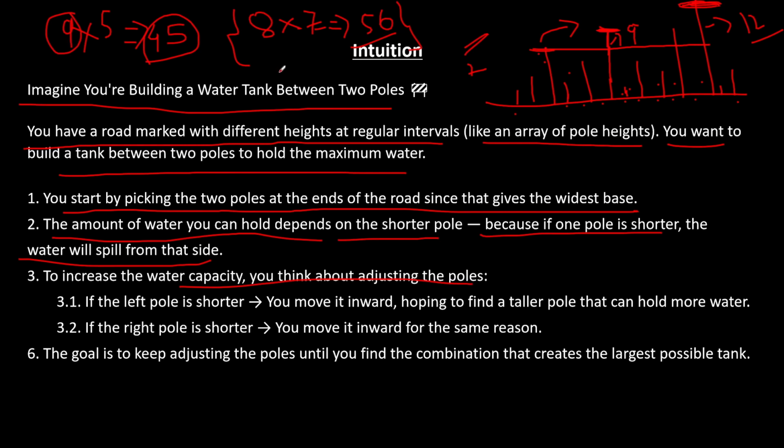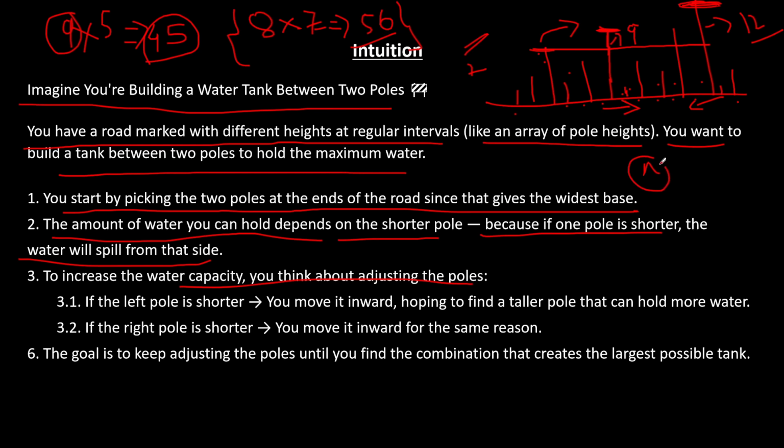But you also have to understand that the distance is also getting reduced from both ends. Fine. So we have to keep in mind that the distance should also be of an understandable length, and for the pole length as well, we have to look at which one is smaller and which one is greater.